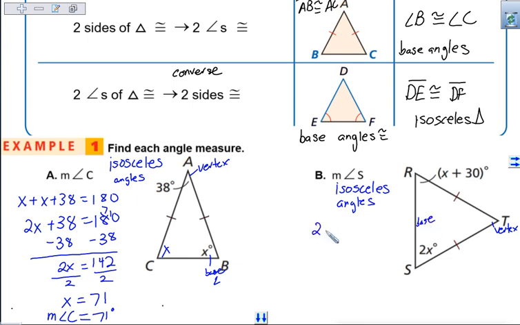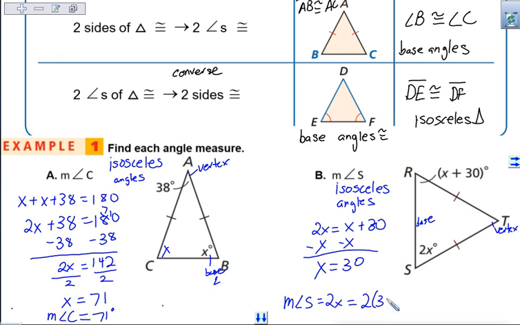So we can set 2x equal to 2x plus 30. Subtract x from both sides. So we'd have x equals 30. But we want to find the measure of angle S. And angle S was 2x. So we need to substitute that 30 in for x. 2 times 30 equals 60 degrees for the measure of angle S.